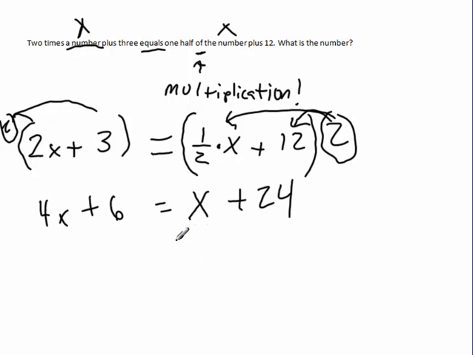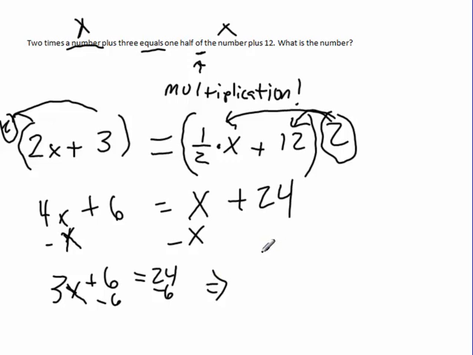Now I should be able to solve this a little bit more simply. I'm going to subtract x from both sides. And I get 3x plus 6 equals 24. And take away 6. And I'm left with 3x equals 18. And now I can see when I divide by 3, I'm left with x equals 6.